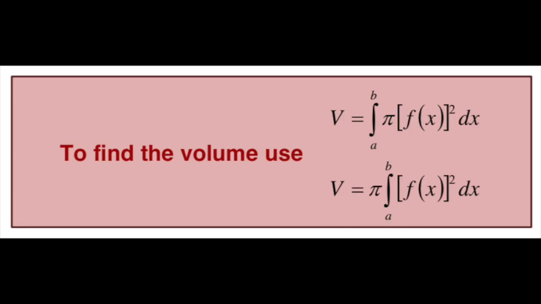To find the volume, we're going to use the disk method. This is a formula used for finding the volume of an integral. V equals integral of pi times f of x to the power of 2, or squared, dx. We can also write the equation by just taking the pi outside of the integral sign. This works in the following way.